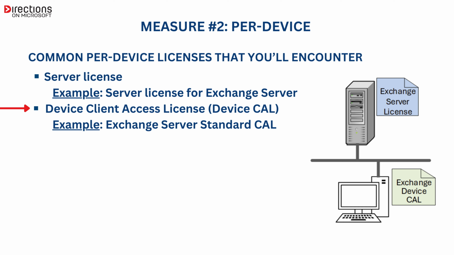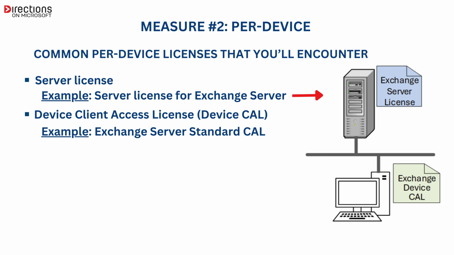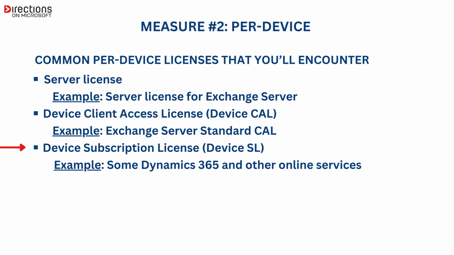As you see from this illustration at the right, there are two very different classes of per-device licenses involved with products like Exchange Server. One class of per-device license for the server, and a different class for each client device used to access it. And not surprisingly, each server license is a lot more expensive, but the CALs are much more numerous. And for the third class of per-device license, we have device subscription licenses, usually called device SLs.